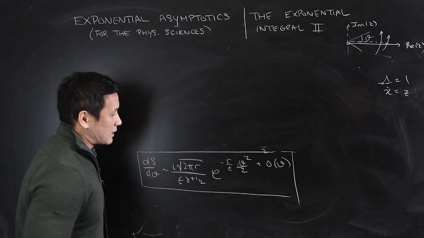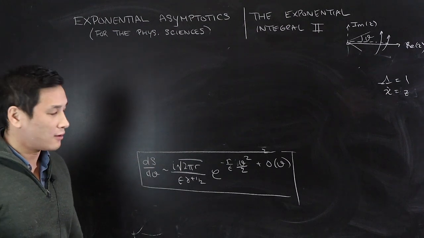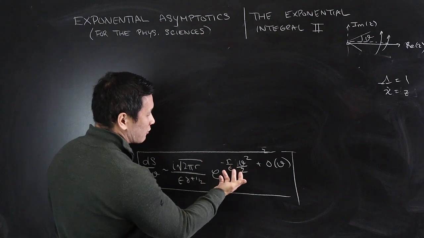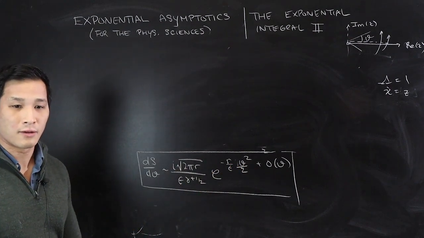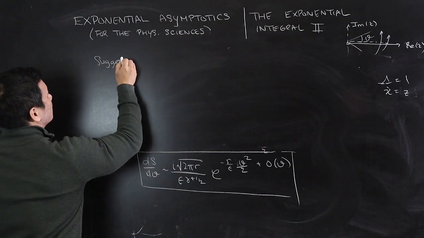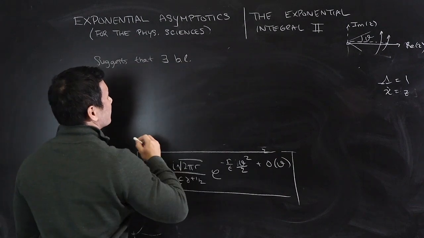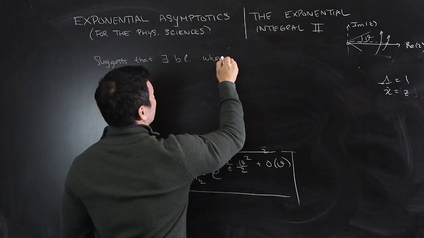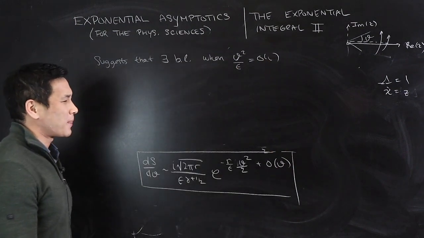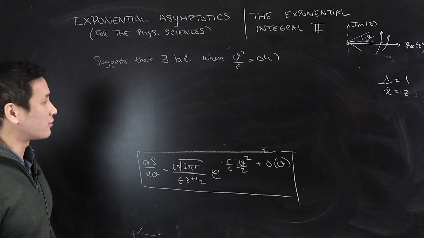The idea is this is exponentially small except in a small region around the axis. And the size of that region you can see from here. It's basically where theta squared over epsilon is order 1. So this suggests that there exists a boundary layer when theta squared over epsilon is order 1, where this change in the prefactor is no longer small.